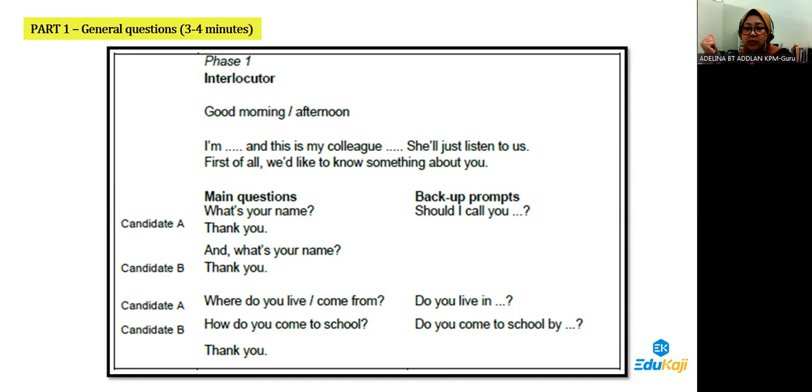Okay, other than that, we'll be asking about where do you live. Normal questions, I live in Keramat, or I live in Sungai Buloh, or I live in Kampung what. Okay, these types of questions. How do you come to school? And there are also backup prompts. Now, backup prompts is actually used when students could not understand the main question. There would not be any translation of sentences or words in BM, because this is a speaking session and students are actually required to speak and answer in English, all English, no other languages.